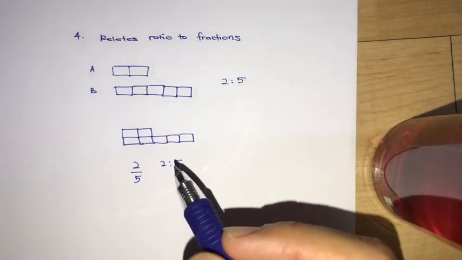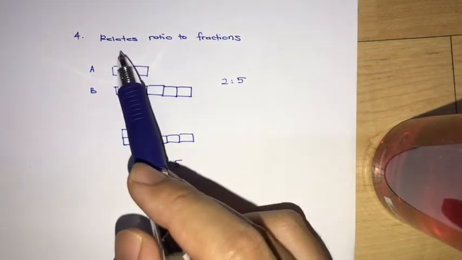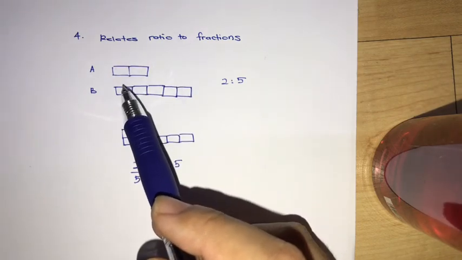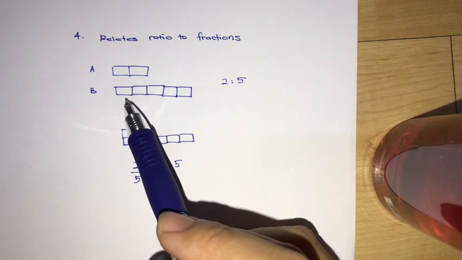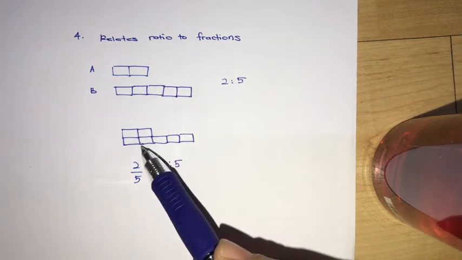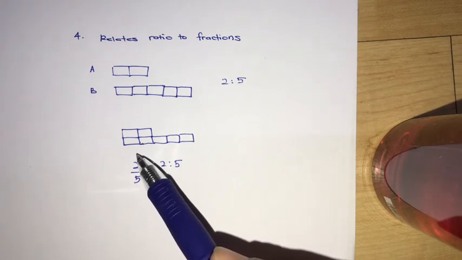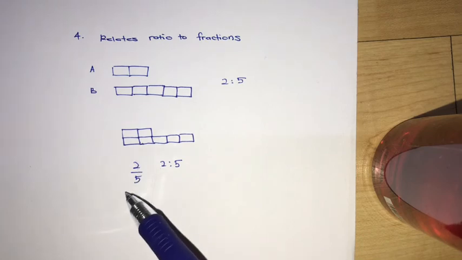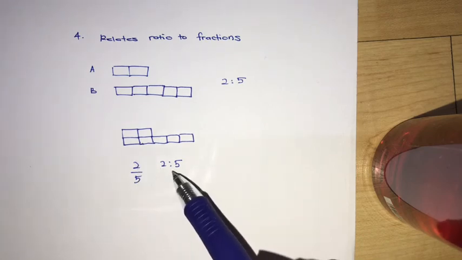Moving on to the last objective, which is to relate ratios to fractions. The ratio of the length of A to the length of B is 2 to 5. If we superimpose A onto B, we can see that the length of A is 2 over 5 of the length of B. Therefore, 2 over 5 is the same as 2 to 5.